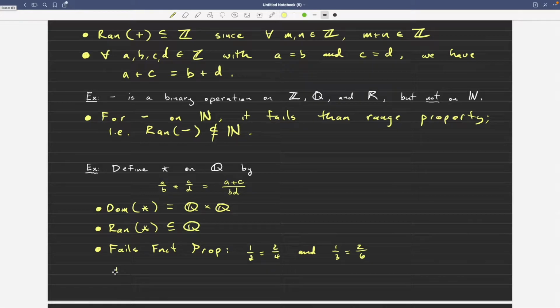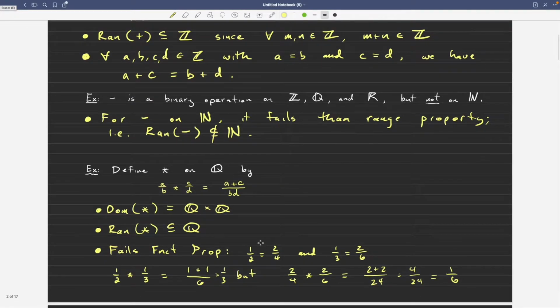So if I do 1/2 star with 1/3, according to the formula, I would get 1 plus 1 divided by 6. But if I do 2/4 starred with 2/6, I'm going to get 2 plus 2 over 24. So this is 4/24 or 1/6, whereas the first answer I would just get 1/3, right? So 1/3 does not equal 1/6.